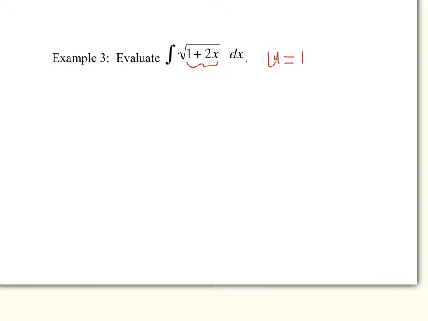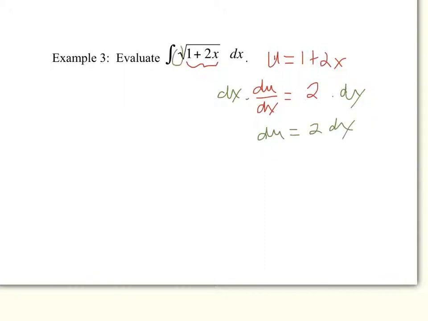If I make u the 1 plus 2x, because there's really no other option, well then du over dx would equal 2. And I need du to replace dx always. So I'm going to go ahead and multiply by dx. So I get du equals 2 dx. Now there is no 2 out front here, so I don't want the 2. I'm going to simply divide by it. So 1/2 of a du is going to equal a dx.